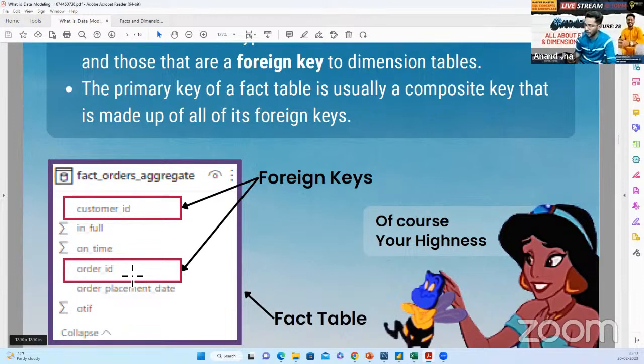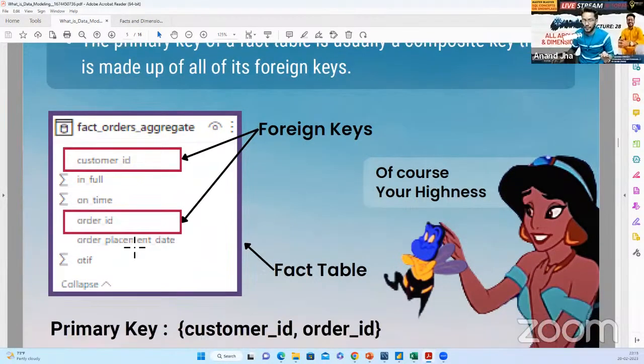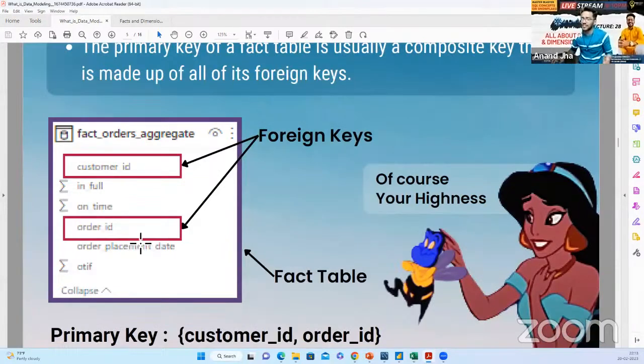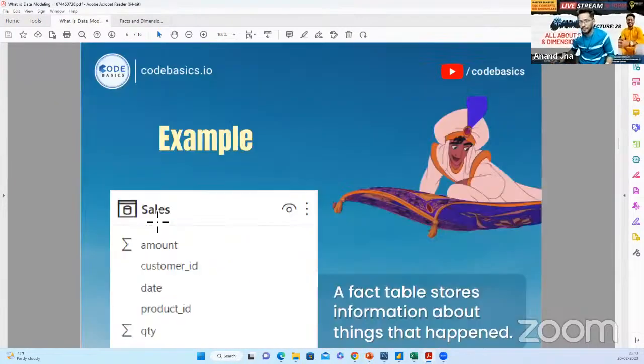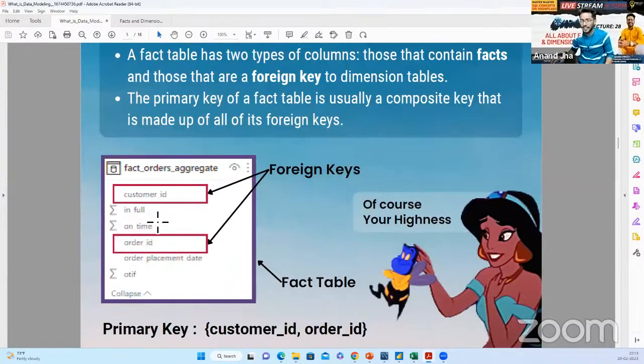Every customer can place multiple orders, right? And order ID will always be unique. Even if the customer is placing two orders or three orders, it has to be unique. Does it make sense or not? So your fact table will always have foreign keys, right? And the primary key of a fact table is usually a composite key that is made up of all of its foreign keys, which is given in the picture. So what is the primary key here? The primary key is the customer ID and order ID. Let's see the next example.